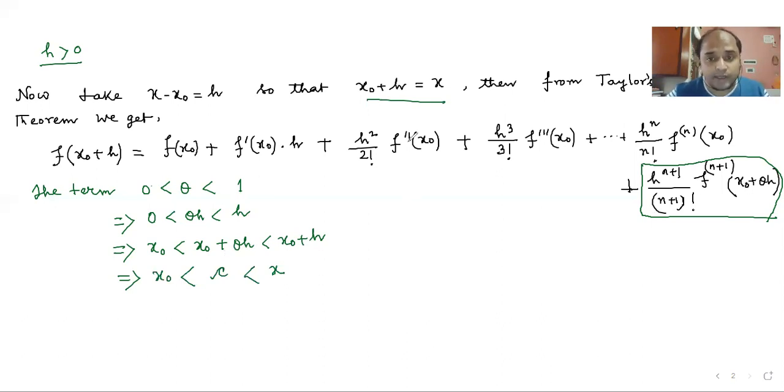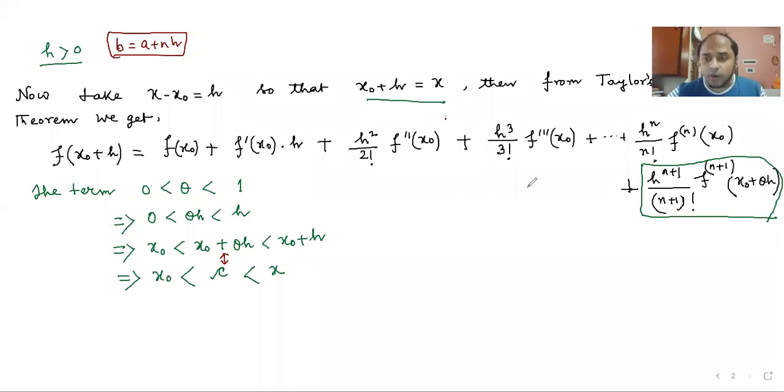And x naught plus theta h is nothing new to you, because while studying definite integrals you have come across a point like b equals a plus nh. So you have dealt with this type of thing various times earlier. A kind of similar structure we have.